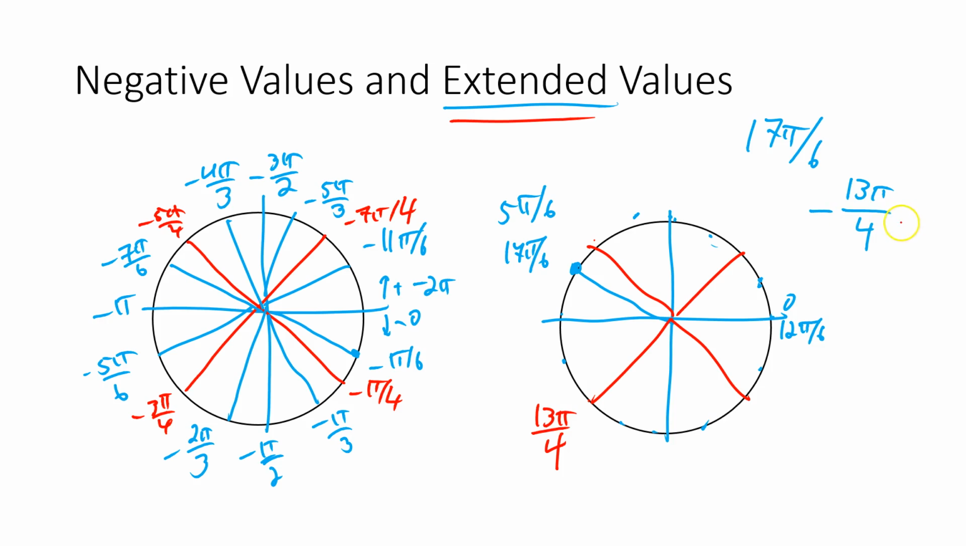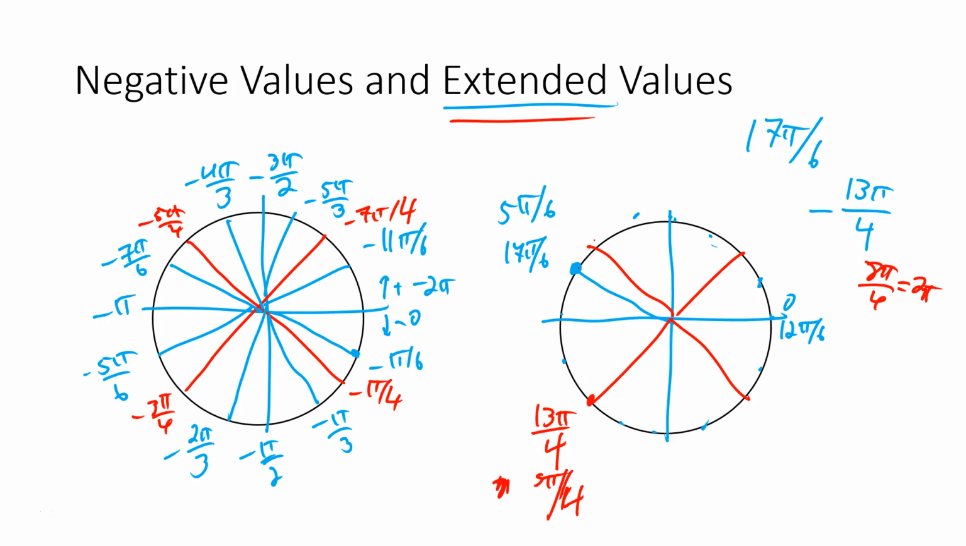And again, remember, so 2 pi here is going to be 8 pi over 4. So notice that 8 pi over 4, this is also the same place as 5 pi over 4. And they differ by 8 pi over 4, because you're going to 5 pi over 4, and then one full revolution brings you to the same exact spot. And that's all there is to it. So the extended values, you just basically keep going around, and that's all you have to do.